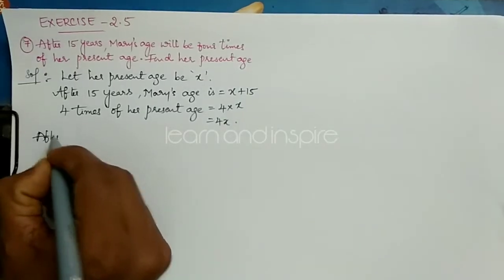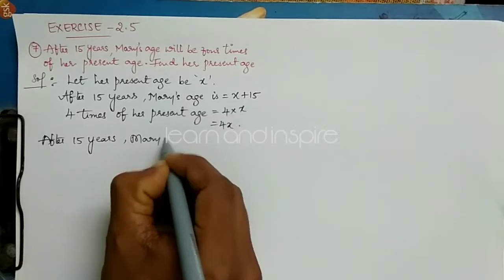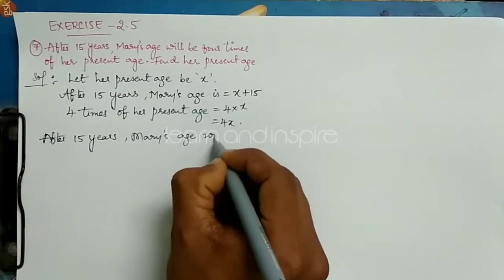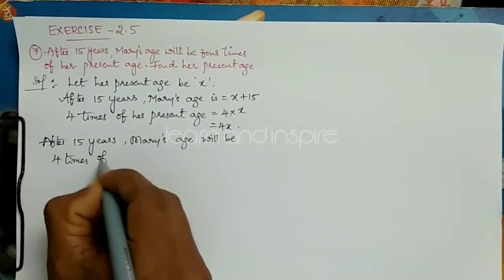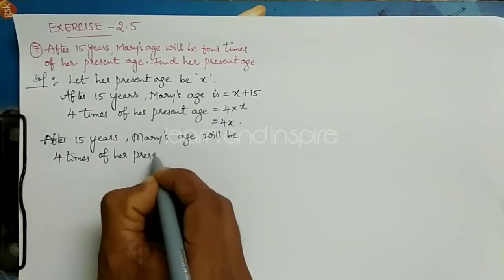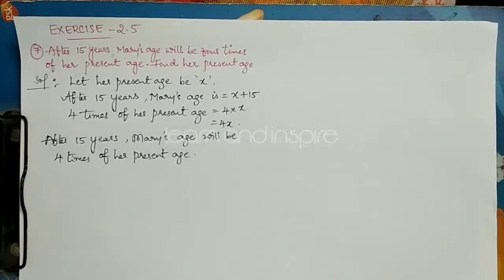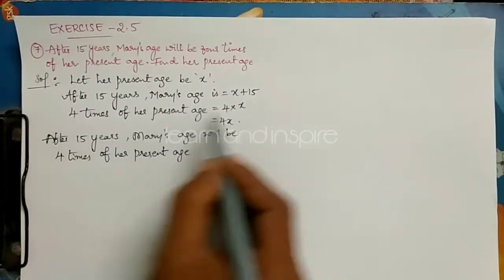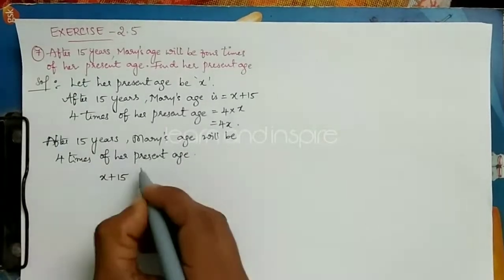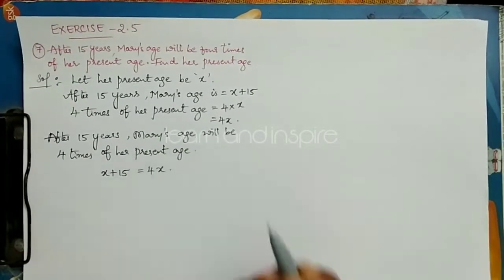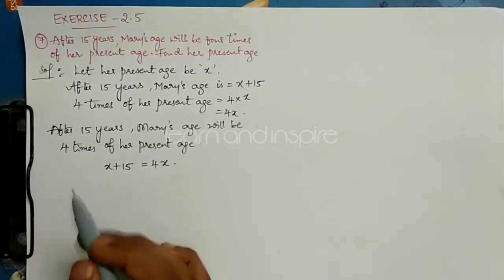Now I write the condition. After 15 years, Mary's age will be 4 times her present age. So from this condition we write the equation. After 15 years, what is her age? x plus 15. Mary's age will be 4 times her present age. So this is the condition, and from this condition we have written the equation.